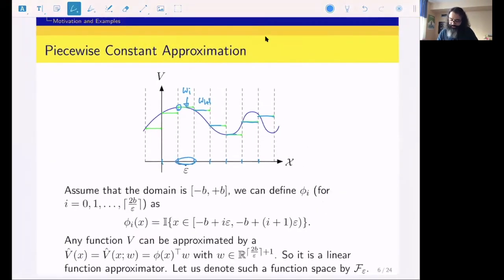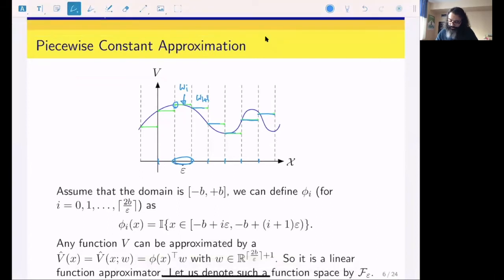We can also represent this as a linear function approximation if we choose the proper basis. Here we assume the domain is between -b and +b. We can define phi_i to be an indicator function of this region, and you can check the indices, but essentially phi_i would be 1 when x is in this region and 0 elsewhere.